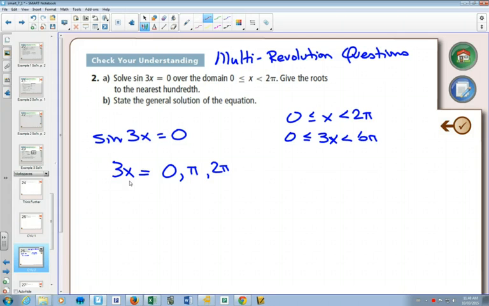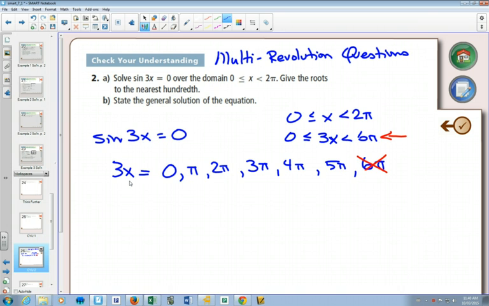But we're saying we're looking for 3x between 0 and 6 pi, 3 times around the circle. So the first time around, you'd have 0, pi, and 2 pi. The second time around, you would also include 3 pi and 4 pi. And the third time around, you would have 5 pi and 6 pi, but I'm going to have to take out 6 pi just because there's no equal sign with the 6 pi. So for a multi-revolution question, you solve it as you would normally, but you're going to have to go around the circle a couple more times.